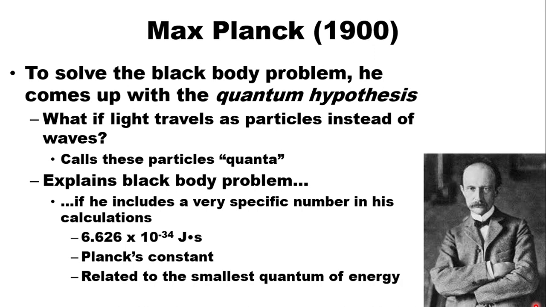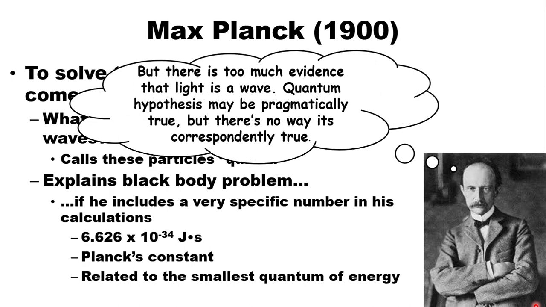Now, this idea ran so contrary to most of the observations and Maxwell's equations that Planck himself didn't believe it. He thought that it was a useful way to do calculations for black body radiation, but he didn't actually believe that this was the way light really was. So he actually thought of the quantum hypothesis as being pragmatically true, but he didn't accept that it was correspondently true. The road to accepting this as correspondently true lay with another scientist that we'll meet in a moment.